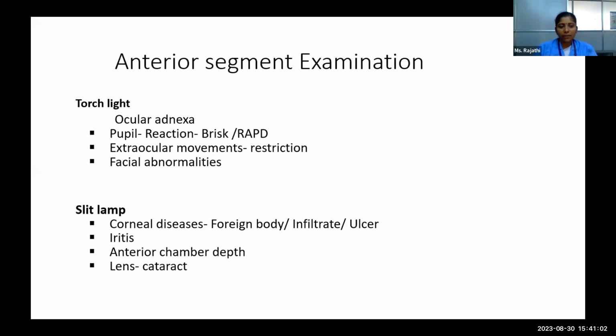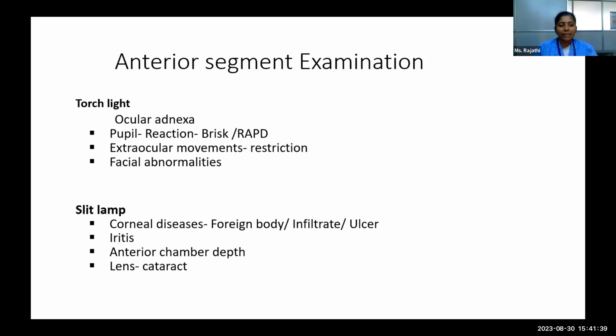In anterior segment examination, we are seeing through torchlight the ocular adnexa. Then pupillary reaction: whether the pupil is reacting normally, briskly or slowly. We check whether a relative afferent pupillary defect, RAPD, is there. So we have to check these things with the help of torchlight. And extraocular movements also we have to check with the help of torchlight. And facial abnormalities like ptosis or any lagophthalmos or any mouth deviations. These things are checked by torchlight.